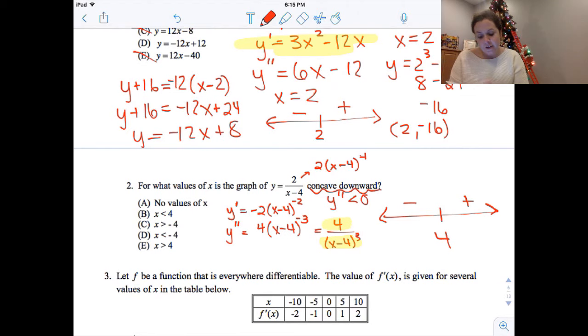Where is it concave down? Anywhere on the interval where my second derivative is negative. So that would be anywhere that x is less than 4. Now let's say those had both come out to be positive. It would be no values of x. Totally fine. All right.